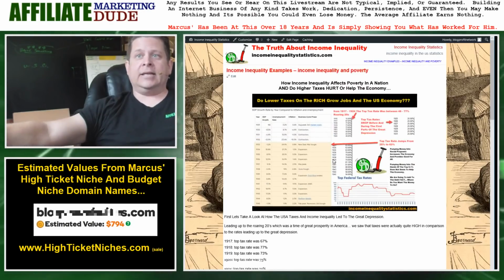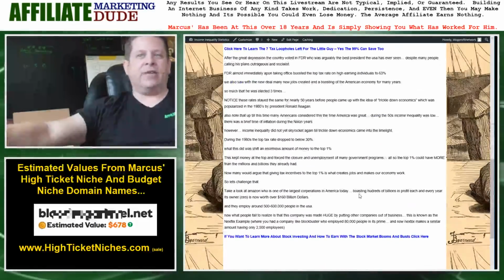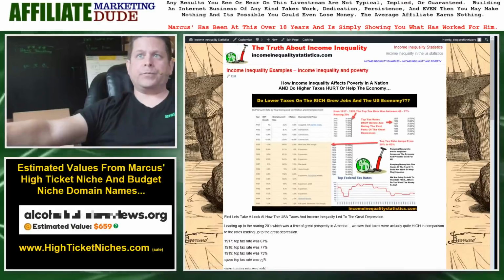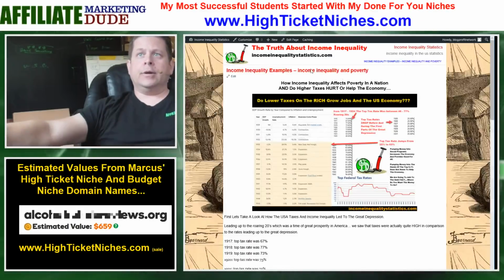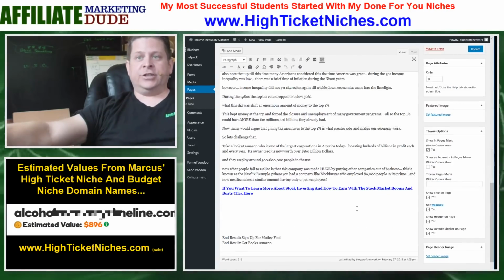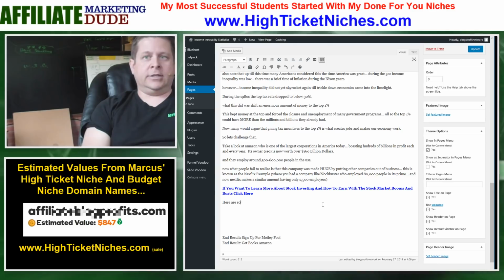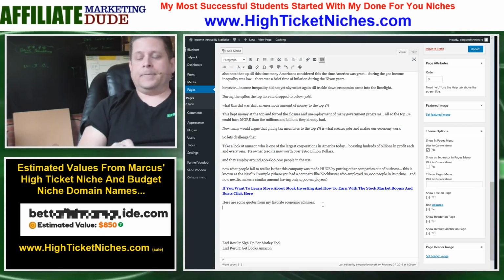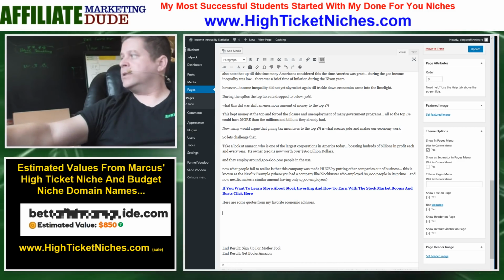Notice how we're embedding it instead of just putting a banner ad, because a banner ad's not going to convert. You need to convert them within the context of the content. Now, if we want to add more words, we can go through, edit, and add some quotes. You could literally just put, here are some quotes from my favorite economic advisors.